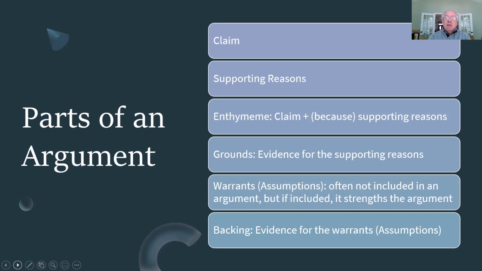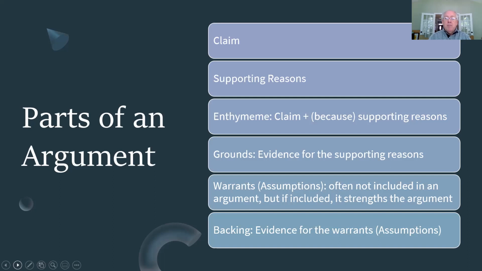Now, there are two other parts of an argument, and sometimes they're not actually written in the argument, but they are present. I know that sounds kind of spooky, but there are always assumptions that are made by the writer, and one word that we use for the assumptions of the writer is warrants. As I said, they're often not included in the argument, but if we become aware of what our assumptions are and include them in the argument, that's really going to strengthen the argument, because it lets the reader know that we have been very careful and thoughtful in developing this argument.